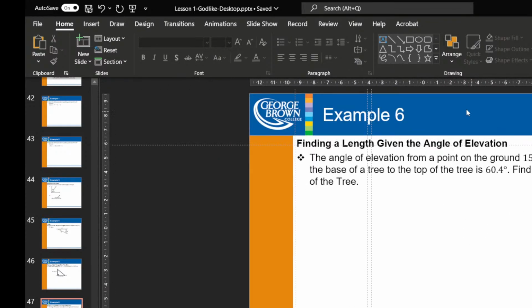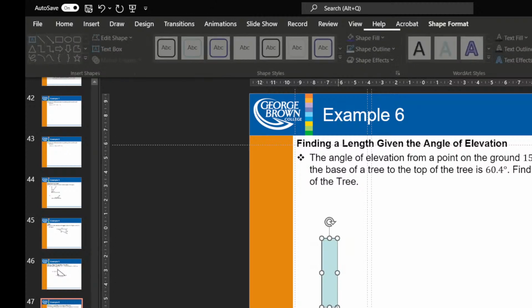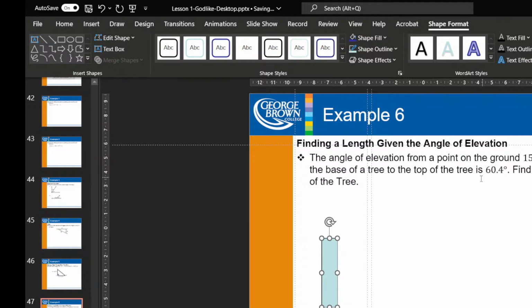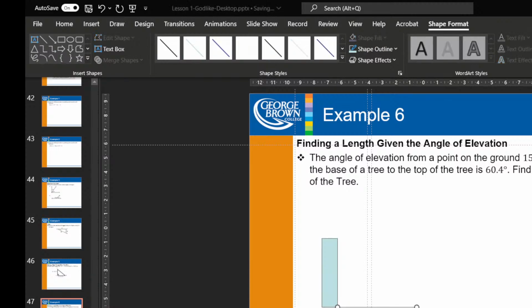So let's draw a simple tree. I'm just going to use my drawing tools here. So here's a tree, let's say as an example, and it's 15.5 meters away from the base of the tree. Okay. So again, I'm just going to draw a line here, 15.5 meters, right?